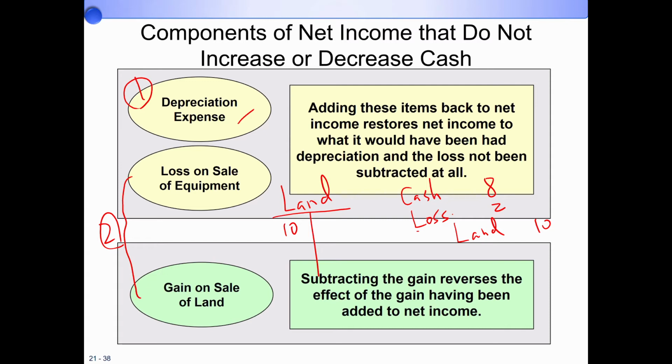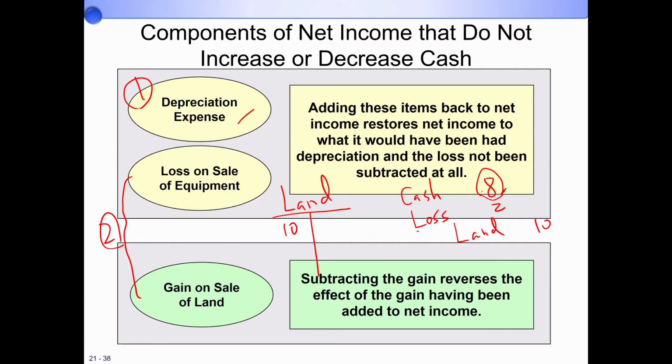Instead, we actually received payments. We received cash, 8 million. But this cash receipt of 8 million will be reported in the investing activities. That's the investing activity, cash inflow from investing. You report it in the investing activity, not operating.